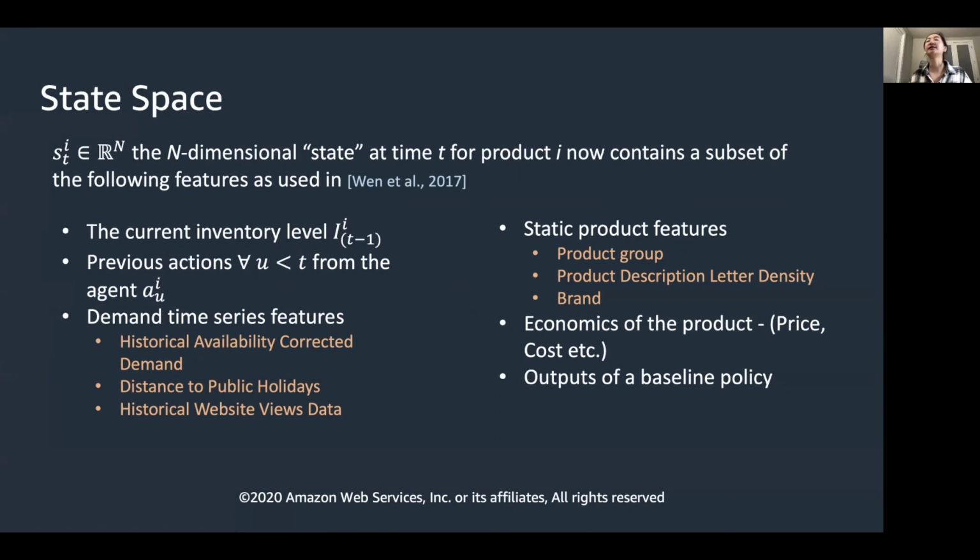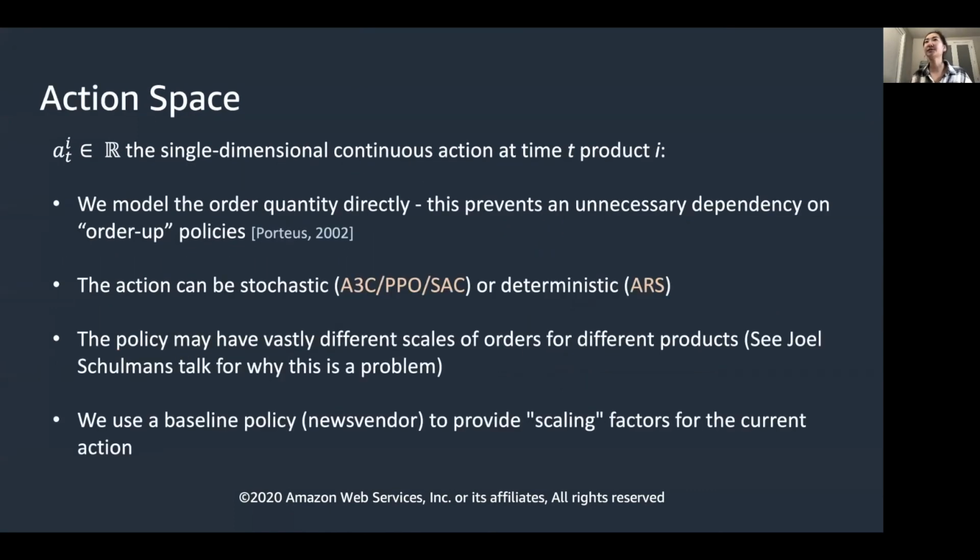In terms of demand time series features, we have included multiple different features. For example, historical availability, corrected demand, distance to public holidays, historical website view data. And as for the static product features, we considered product group, product description, letter, density, and brand. We also make use of other features, for example, the economics of the product, as well as the outputs of another baseline policy.